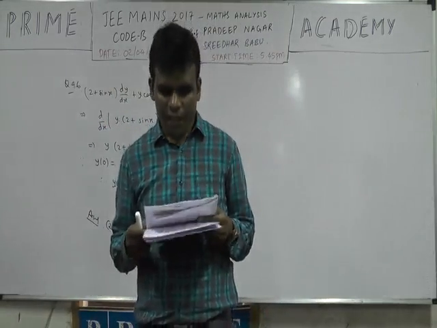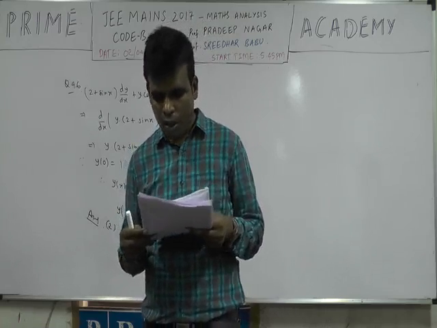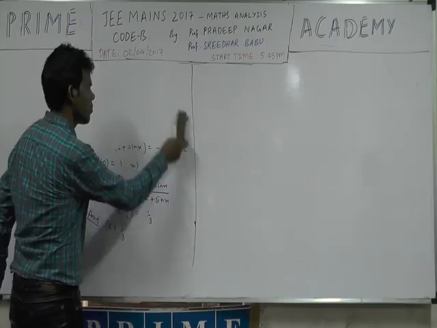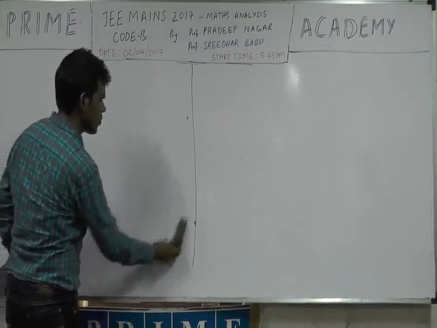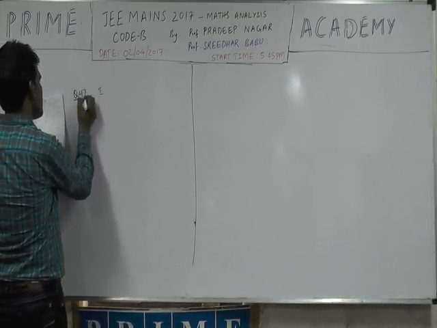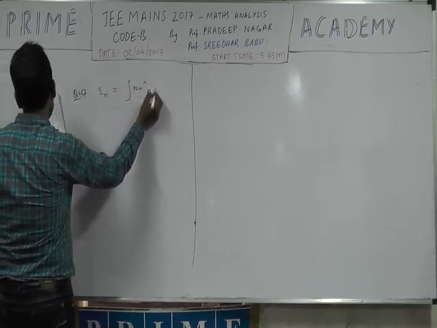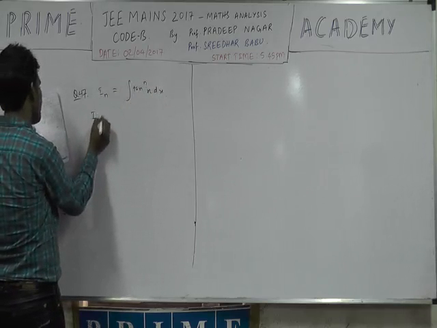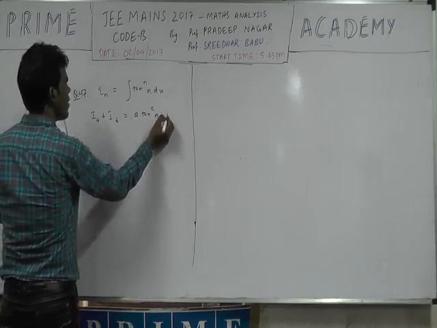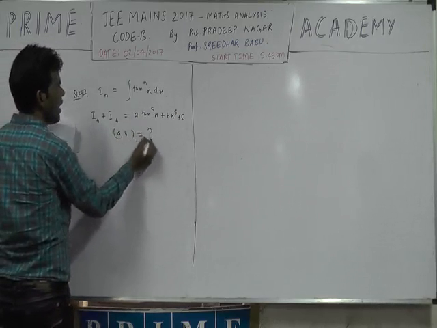Okay, now question number 47. This is also a standard board level question. You can see it in a JEE preparation book or CBSE board book. They have given I n as the integral of tan power n x, and they are saying that I4 plus I6 is a tan power 5 x plus b x power 5 plus c. Then they are asking for the ordered pair a comma b.